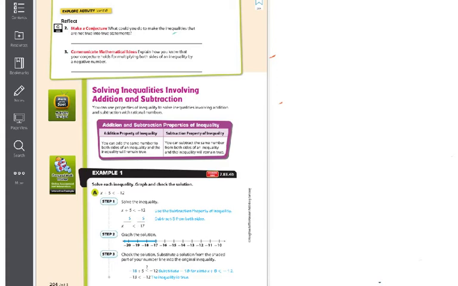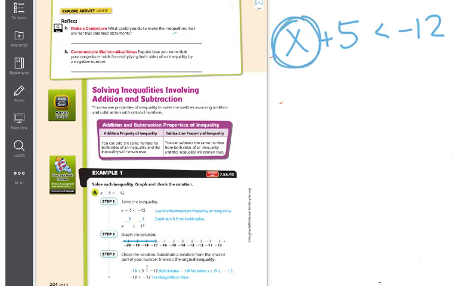Okay? All right. Coming down here for example 1, take a look at it. It says solve each inequality and graph the solution. So it's x plus 5 is less than negative 12. My goal is still to figure out what x is. And just like when we had chapter 6, when we were trying to find out what x equals, we have to undo everything to get the x by itself on one side of the inequality. And so in order to do that, I have to get rid of the 5.